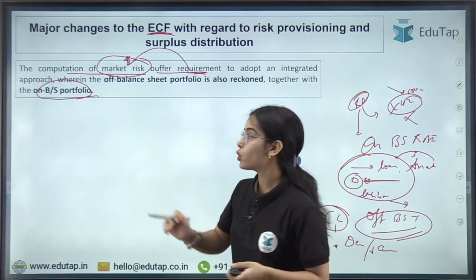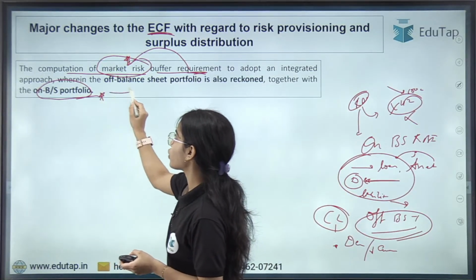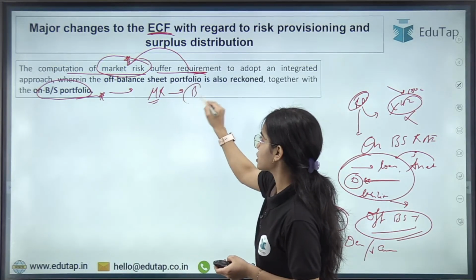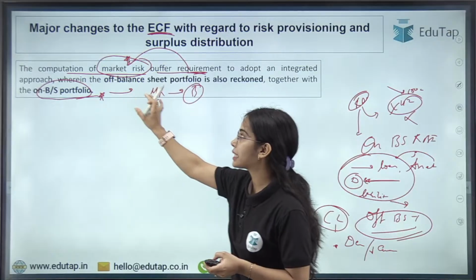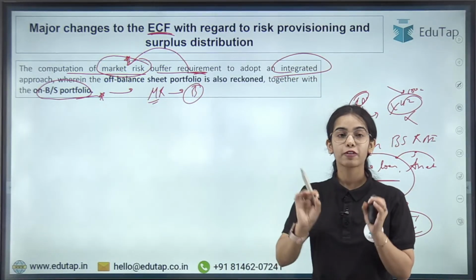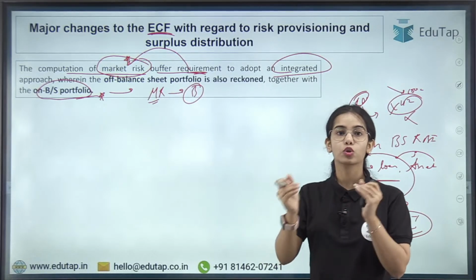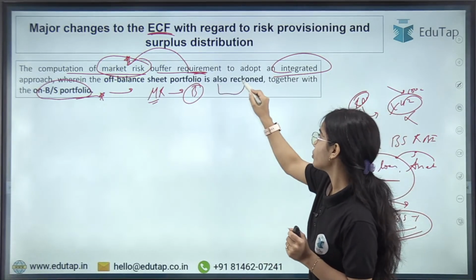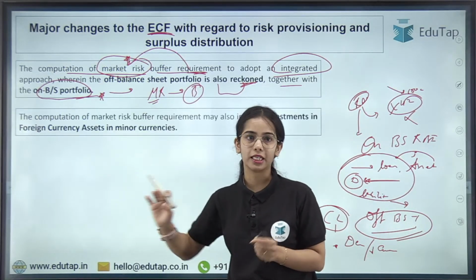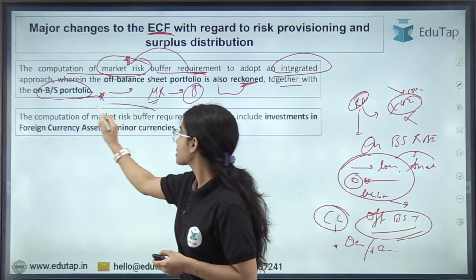That means before, only the on balance sheet portfolio was seen to take into account the market risk and to maintain the buffers for the market risk, but now it is said that the integrated approach will be adopted, in which the off balance sheet portfolio is also taken into account together with the on balance sheet portfolio. Basic idea. The computation of the market risk buffer requirement.